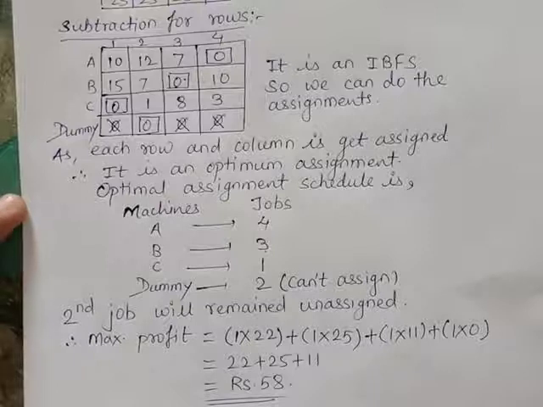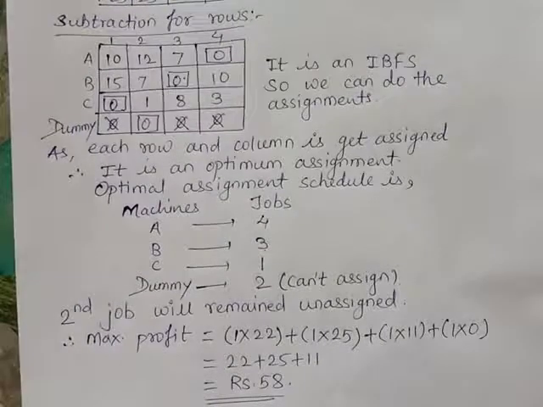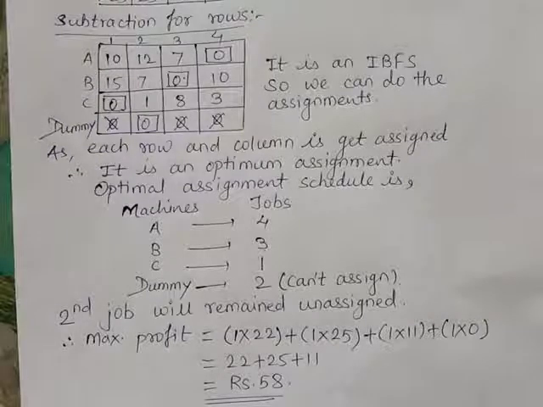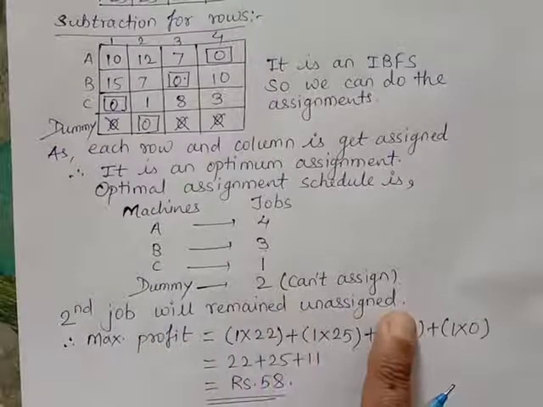So here the total profit will be 58 rupees and the second job will remain unassigned.